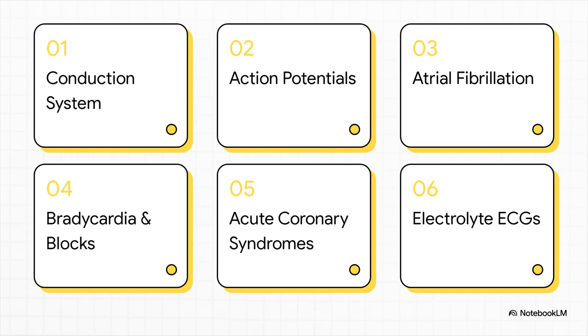Here's our visual syllabus for today. We're going to hit 6 main topics: the conduction system, action potentials, atrial fibrillation, bradycardia and blocks, acute coronary syndromes, and we'll wrap up with electrolyte ECGs. Let's get right into it.